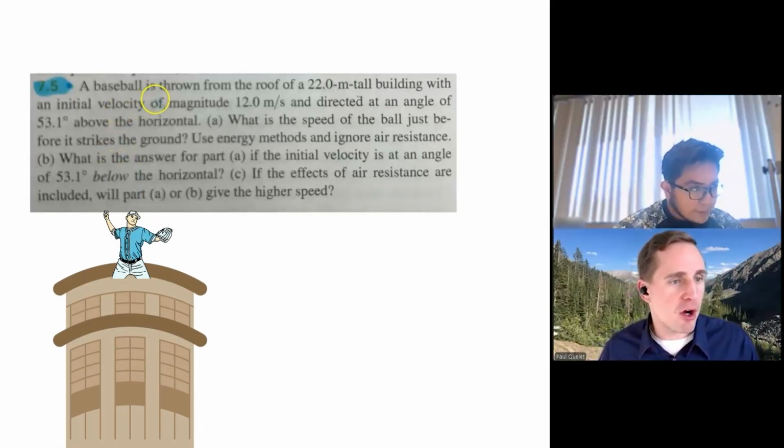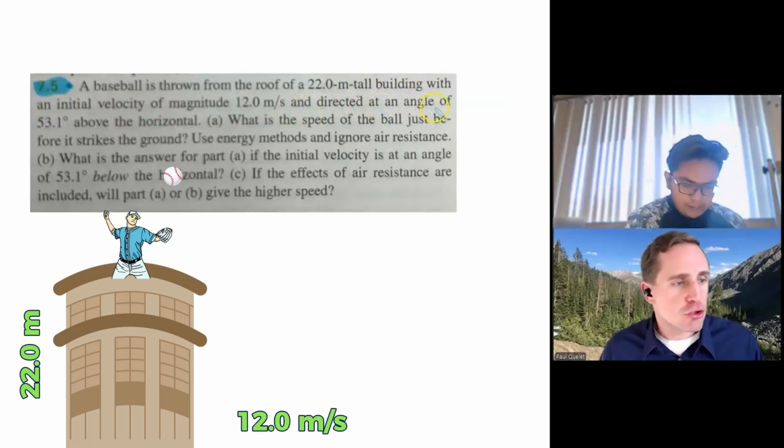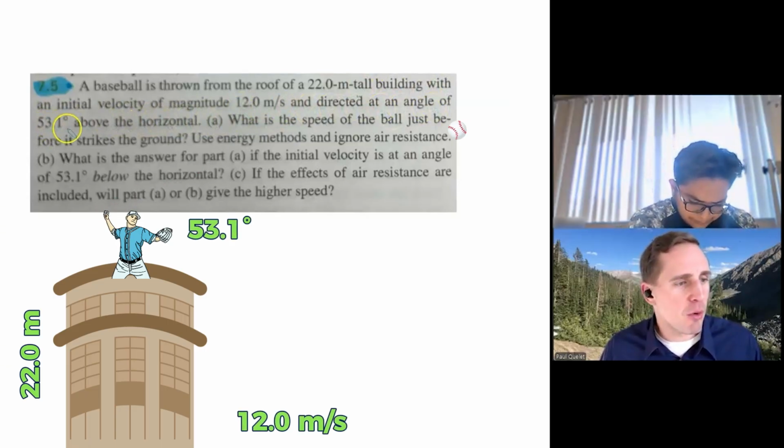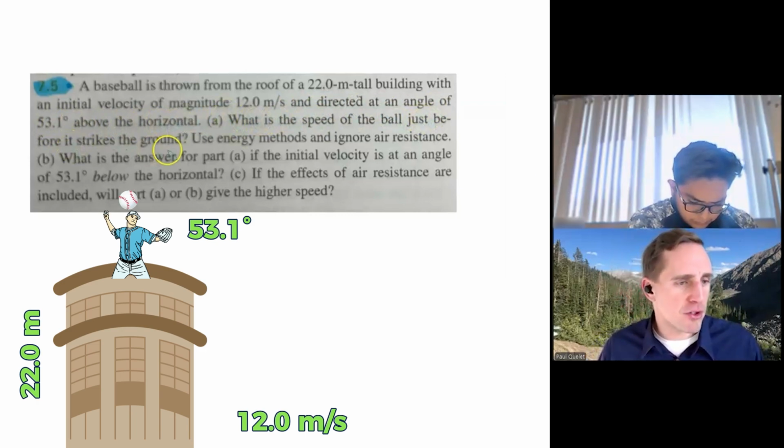It says a baseball is thrown from the roof of a 22.0 meter tall building with an initial velocity of magnitude 12.0 meters per second, directed at an angle of 53.1 degrees above the horizontal. What is the speed of the ball just before it strikes the ground? Use energy methods and ignore air resistance.